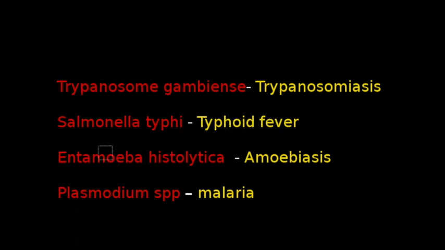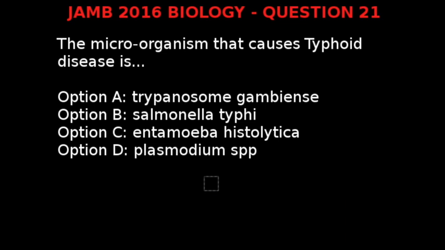the area. Entamoeba histolytica causes the disease known as amoebiasis. Amoebiasis, which is also known as amoebic dysentery, is a parasitic infection of the colon. Plasmodium species causes the popular malaria. So from our explanation, we find out that our correct answer is option B, Salmonella typhi.